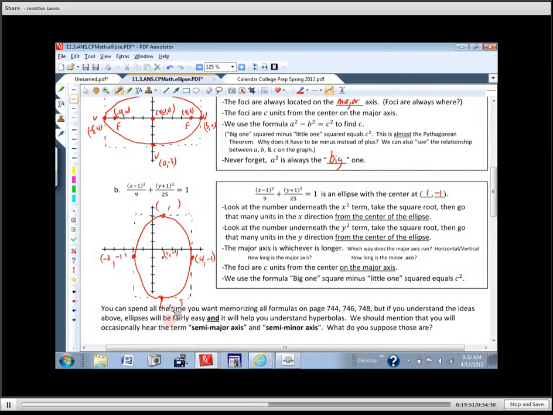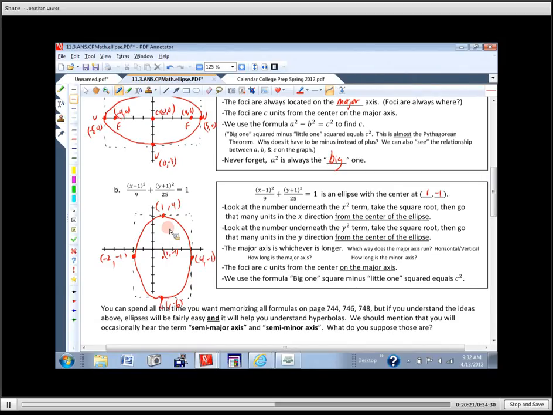So the x coordinates are the same. I go up 5, that's going to put me at 1 comma 4. If I go down 5, that's going to put me at 1 comma negative 6. Everybody okay there? Because we were at negative 1 to start with, and we went up 5 in the y direction. Questions there? On a simple one like this, you can probably count.